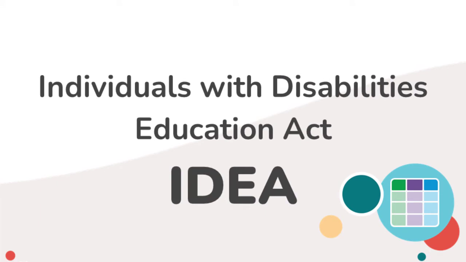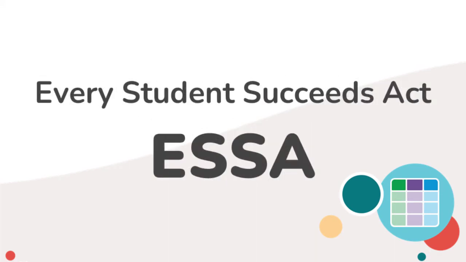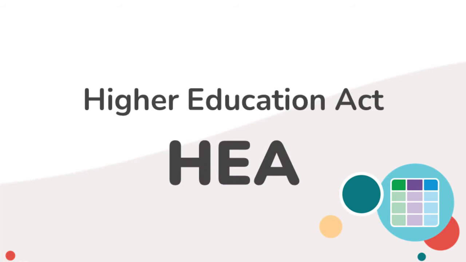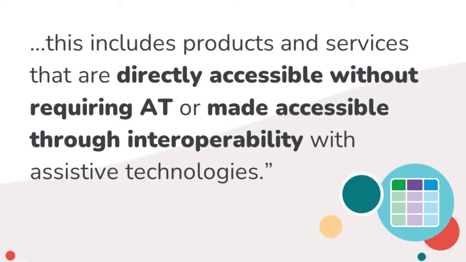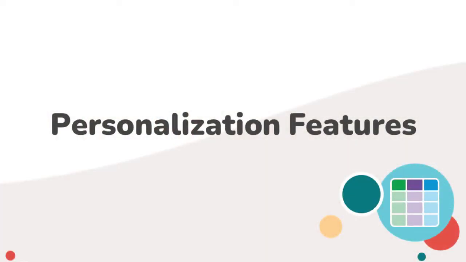The Individuals with Disabilities in Education Act, the Every Student Succeeds Act, and the Higher Education Act define universal design as a concept or philosophy for designing and delivering products and services that are usable by people with the widest possible range of functional capabilities. This includes products and services that are directly accessible without requiring AT, or made accessible by interoperability with assistive technologies. Such technologies have personalization features that enable each and every learner the opportunity to interact and engage with content in a way that honors their needs and preferences.